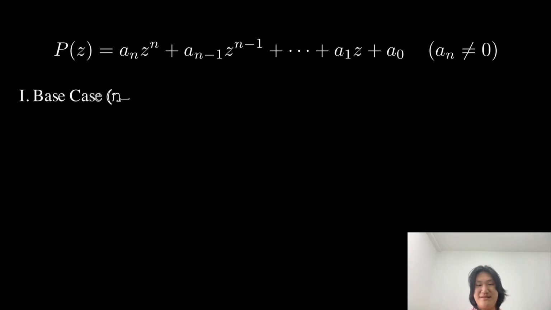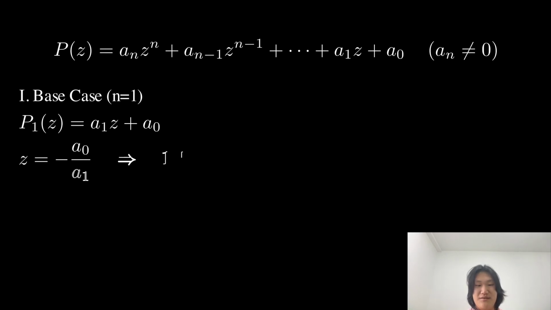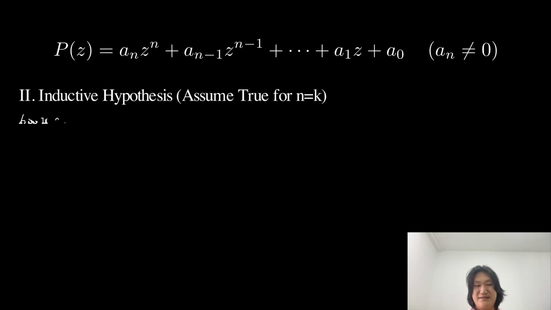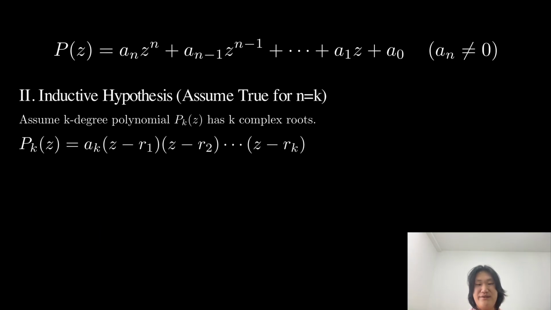First, we consider the base case with n equals 1. We have p1 of z equals a1z plus a0. So we get z equals minus a0 over a1. So there's one root for the polynomial equation. So we get the conclusion. It is true for n equals 1. Then we consider the inductive hypothesis. We assume it is true for n equals k.